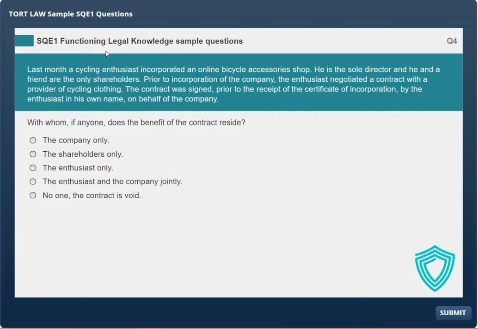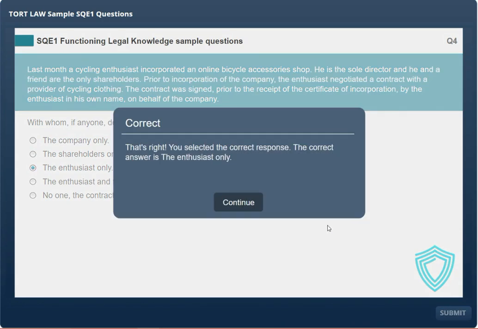So basically, prior to the incorporation, he is the sole director and his friend is one of the only shareholders. I think it should be the enthusiast only. What do we think there? Correct, that's right. The correct answer is the enthusiast only.